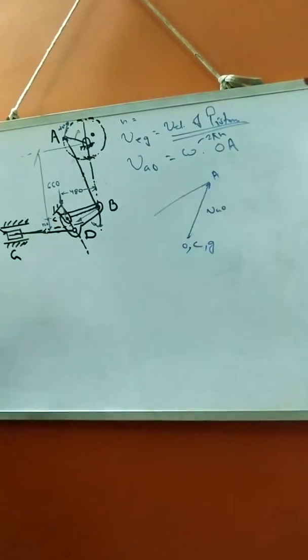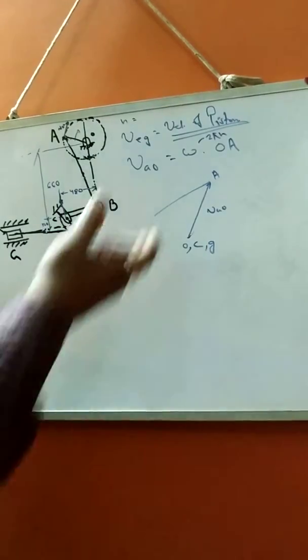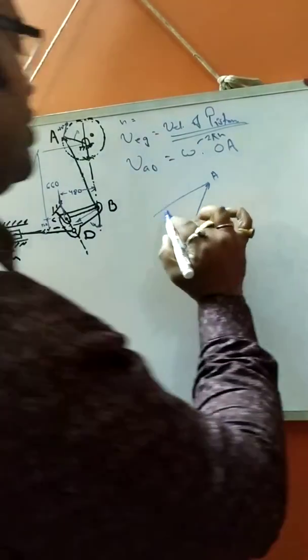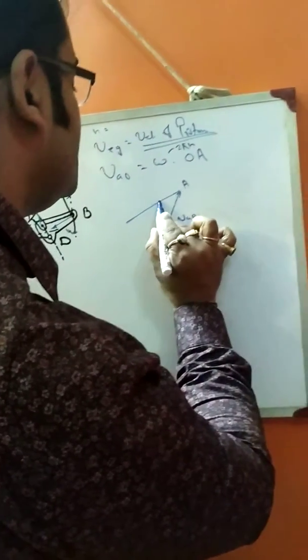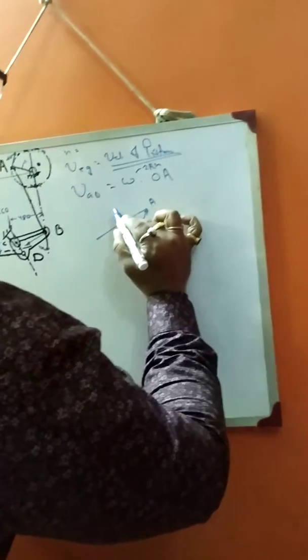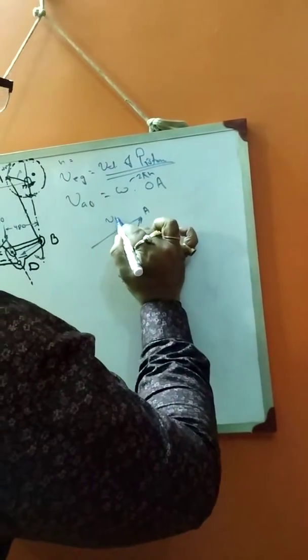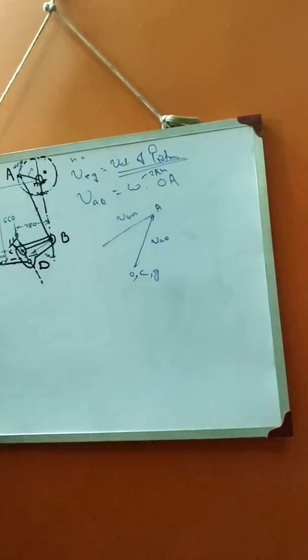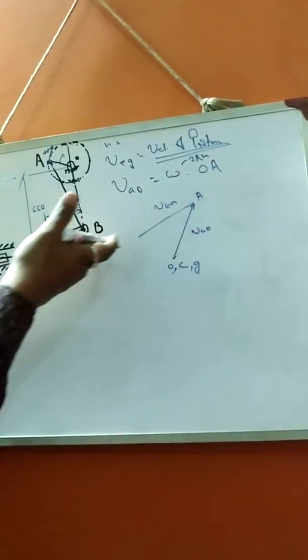Here the same problem: we do not know its magnitude, so we cannot put the end mark over here. So we just draw it. This is the velocity of B with respect to A, and it should be in this direction. So it comes straight like this.